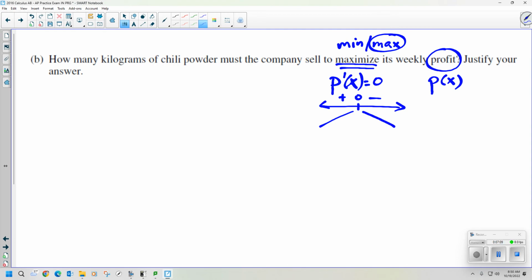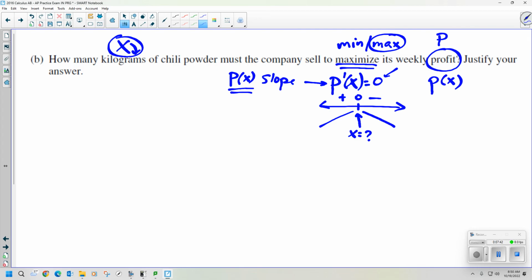And how many kilograms? X is the kilograms, and P is the profit. They want to know how many kilograms. I'm going to look for the X value, okay, so where it happens. What value of X is this going to happen? Now, let's keep in mind that first derivative is also the same thing as slope. So the slope of P of X is the first derivative. So if I want to find where the slope is 0, I just look at P of X and see where it has a horizontal tangent line.